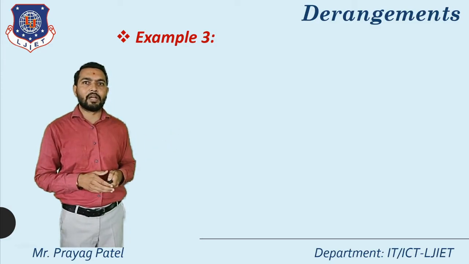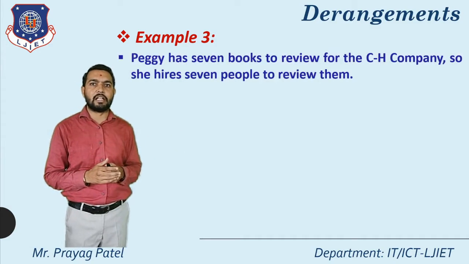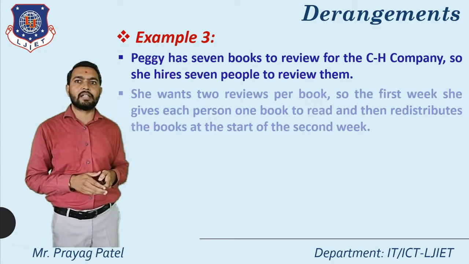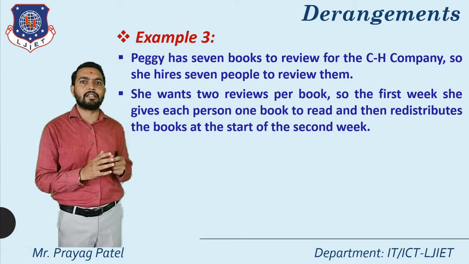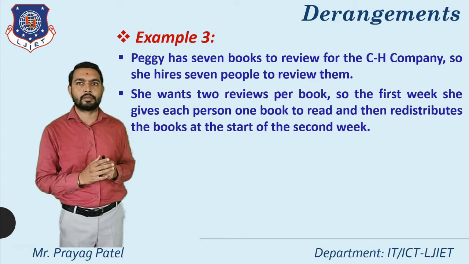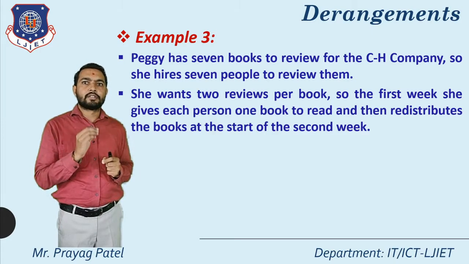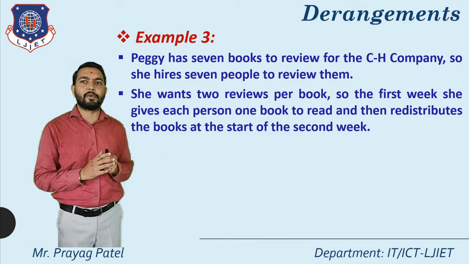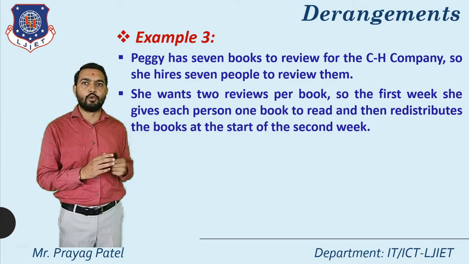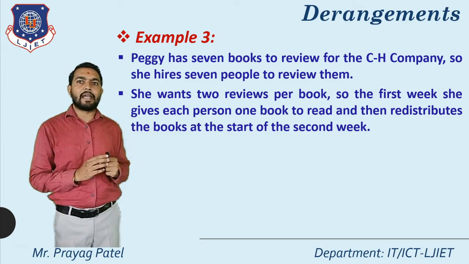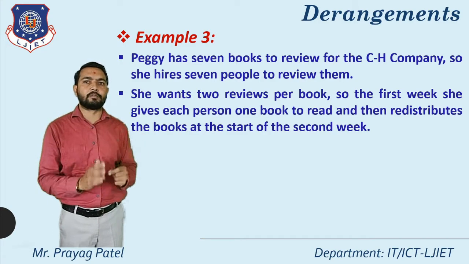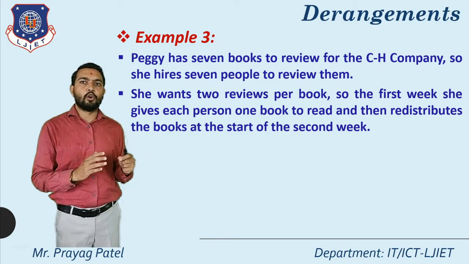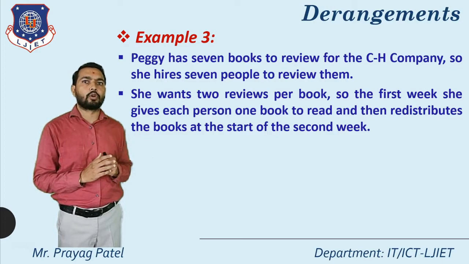Now another example, number 3, for derangement. Here we want to arrange or review some books. So 7 books are available for review. A company, C2H, is considered as a reviewer. She hired 7 people to review these books. Now she wants 2 reviewers per book.